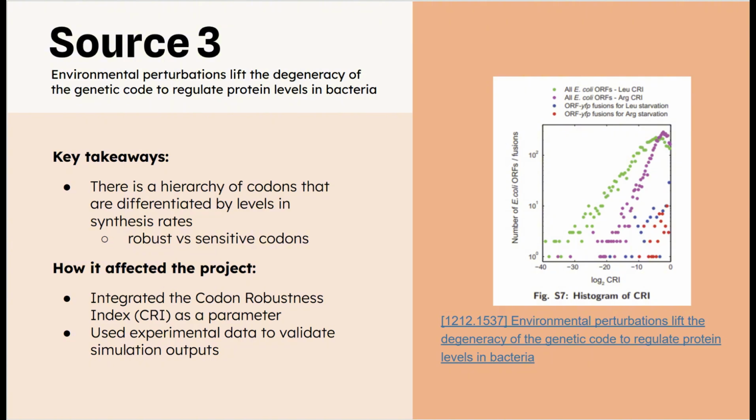The article also introduced me to the Codon Robustness Index, also known as CRI, which is a qualitative measure of codon robustness during amino acid limitation. I used this as a parameter to predict synthesis stability in the simulation. Furthermore, the article included a set of experimental data that I conceptually used to validate simulation outputs in the validation module.